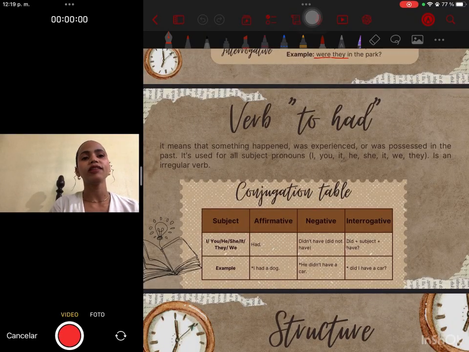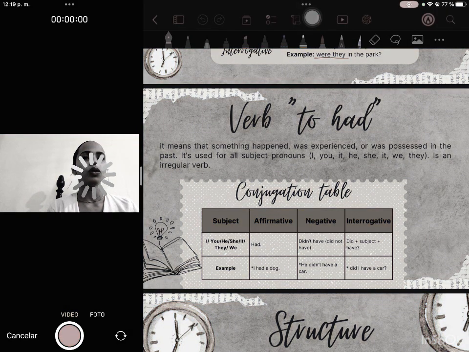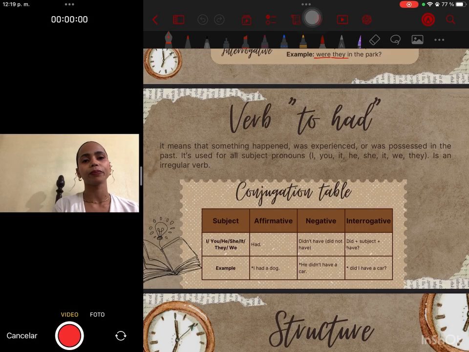Verb to have. It means that something happening was experienced or was possessed in the past. It's used for all subject pronouns: I, you, he, she, it, we, they. It is an irregular verb.